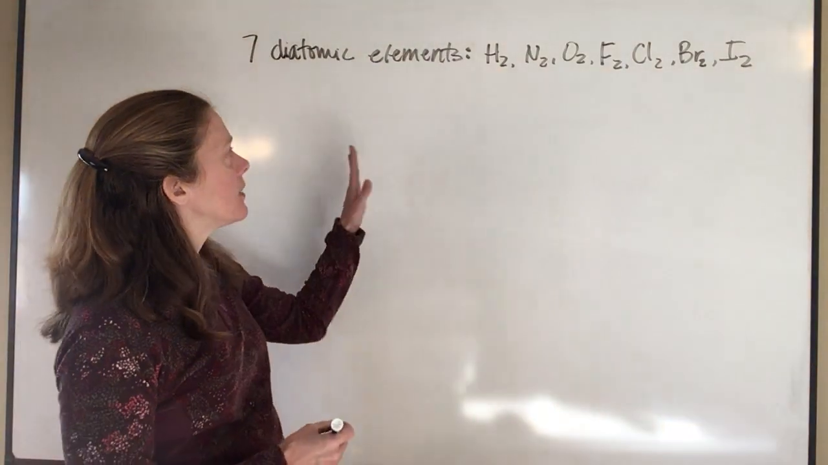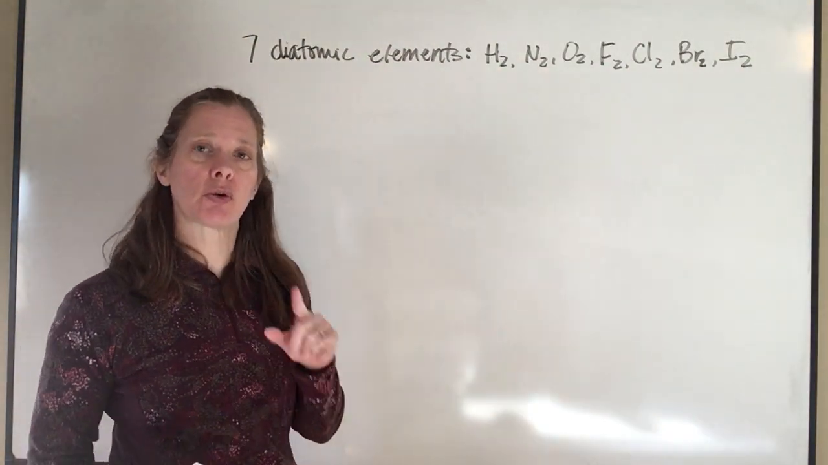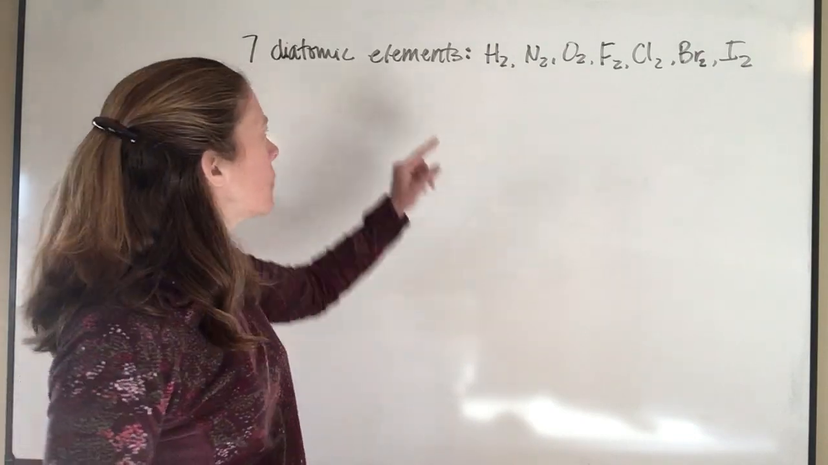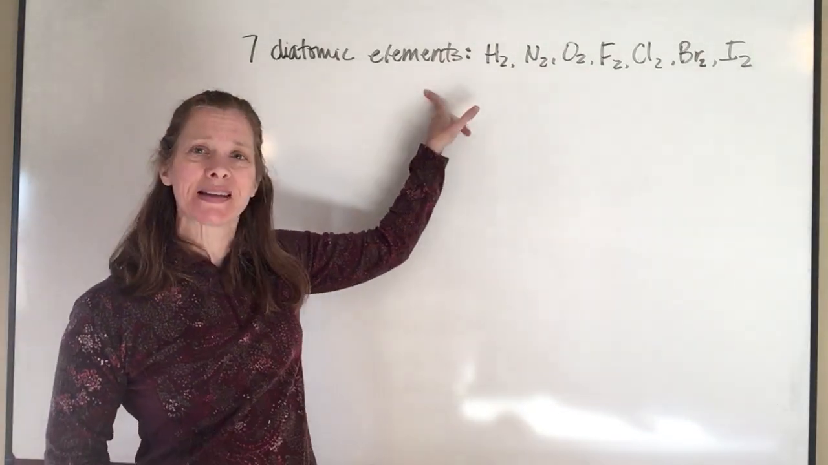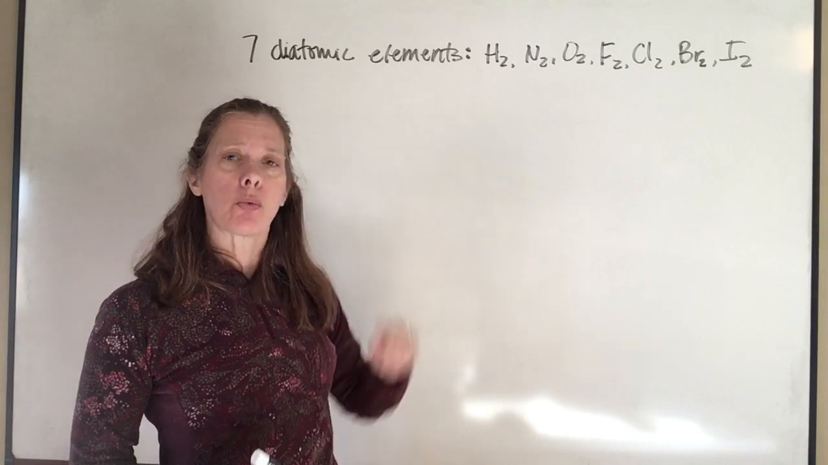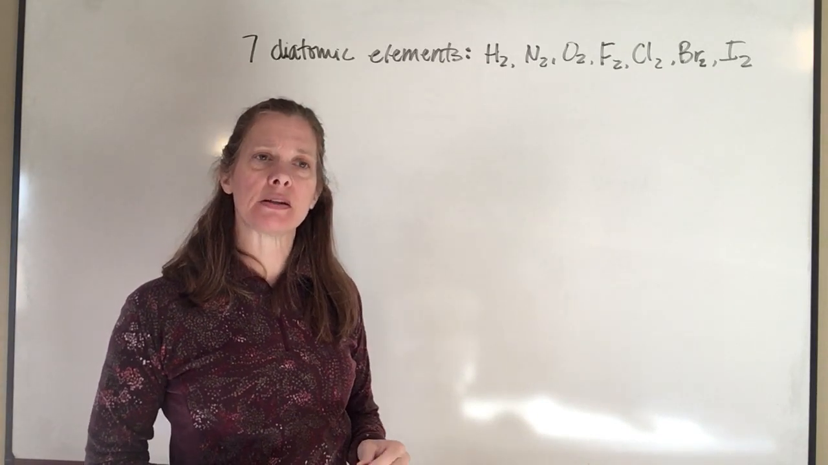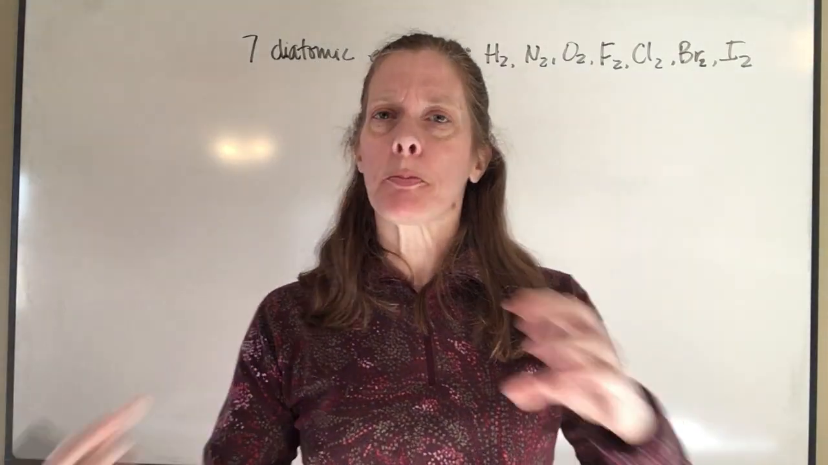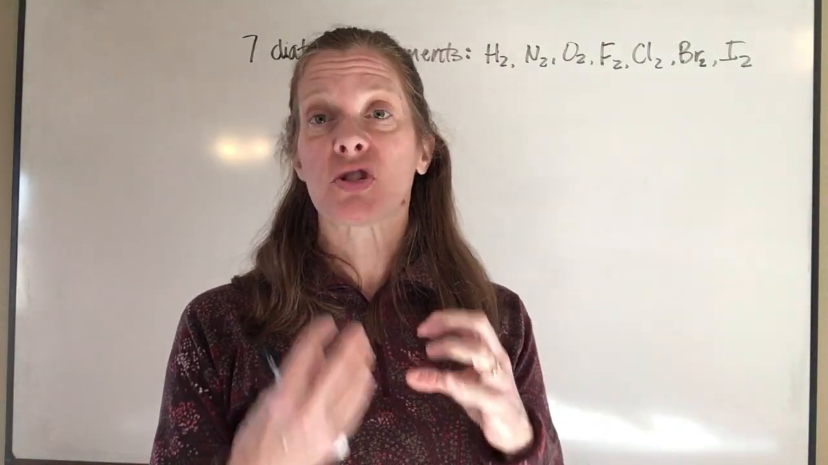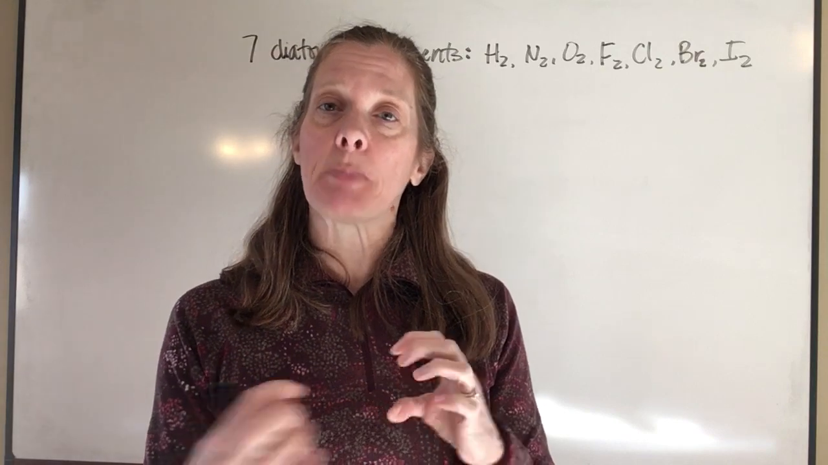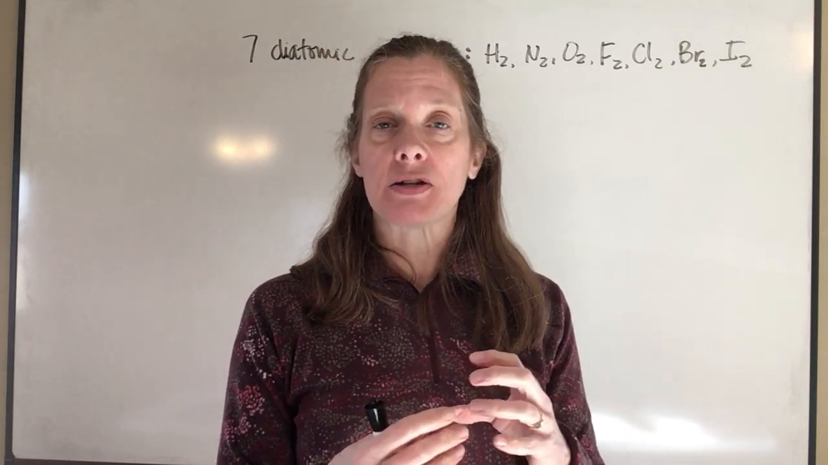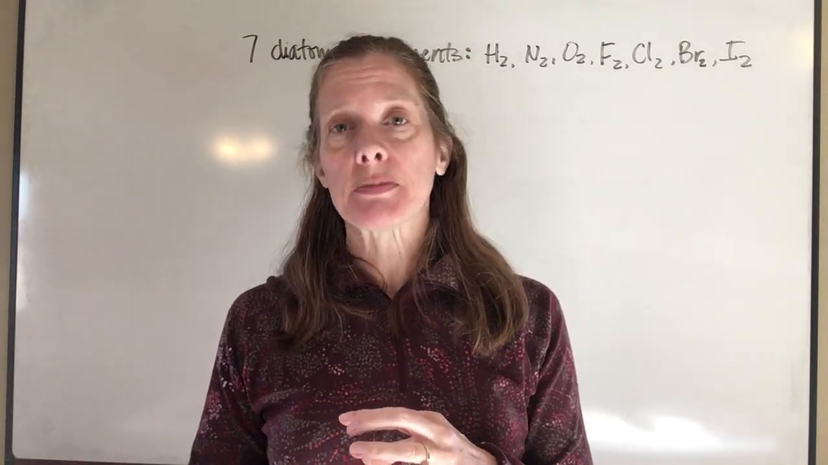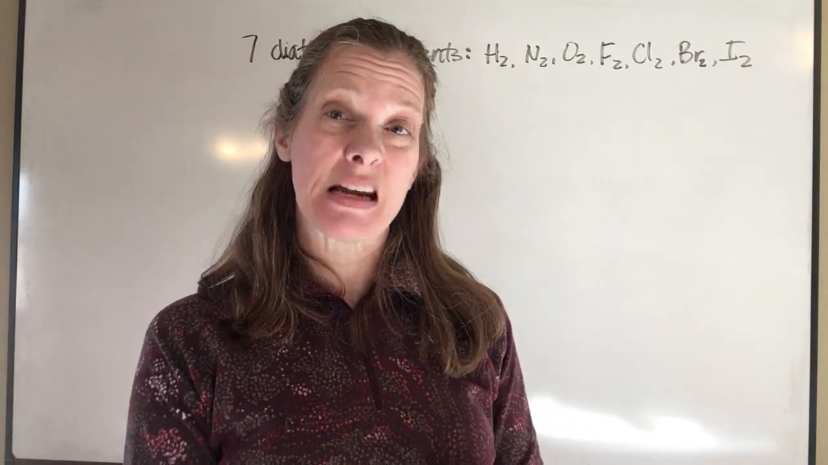So the first thing I need for you to do is to grab an index card and write down what we're going to call the 7 diatomic elements. We talked about in the last chapter, a couple chapters ago, how sometimes atoms will bond to each other to become more stable. And sometimes when they bond together, they will bond to atoms of other types, and sometimes they will bond to atoms of the same type.